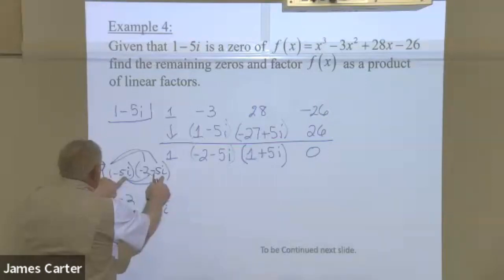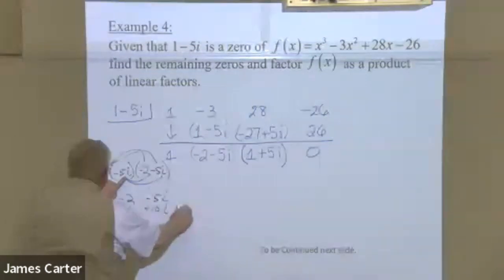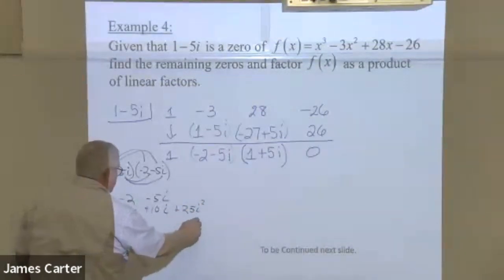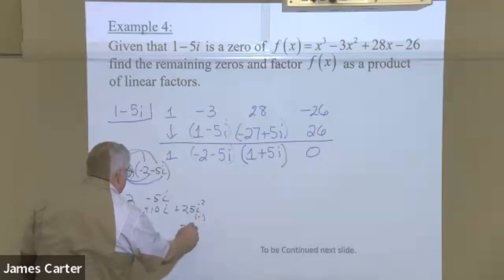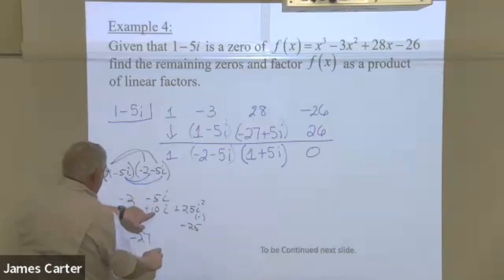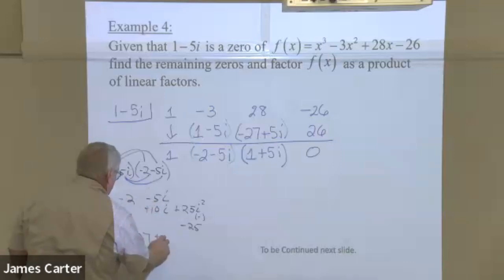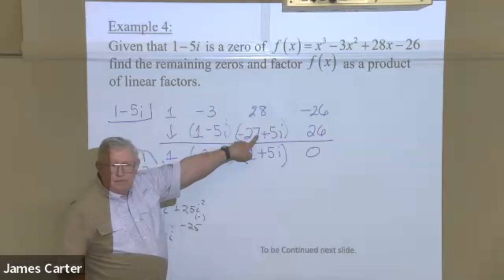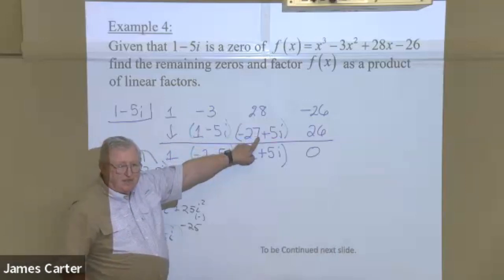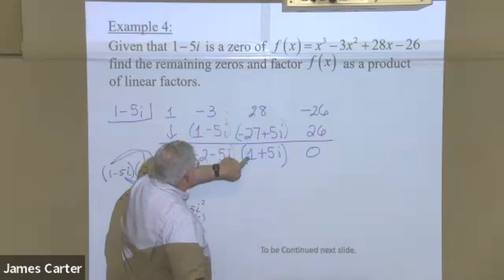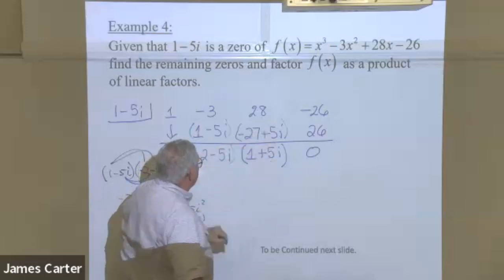I take this times that, and I get positive 25i squared. Okay. Replace the -1 and this becomes -25. -25 and -2 make -27. And these two make +5i. That's where that came from. And you've got to be careful, obviously. Okay, well, the 27 and the 28 will subtract, leaving a +1. The 5i just comes down.